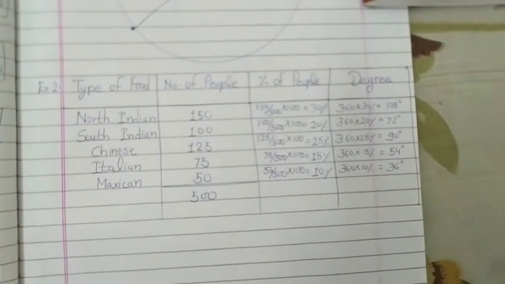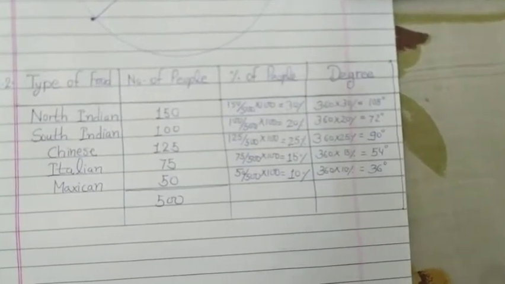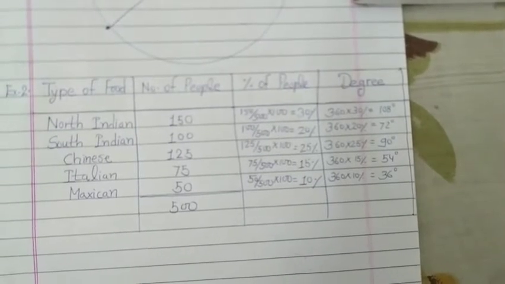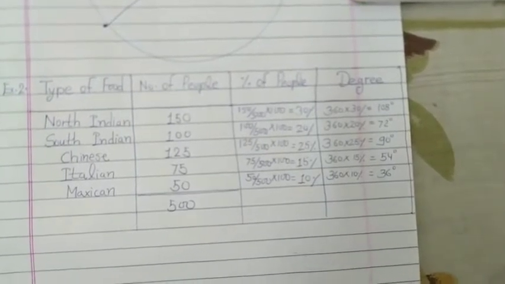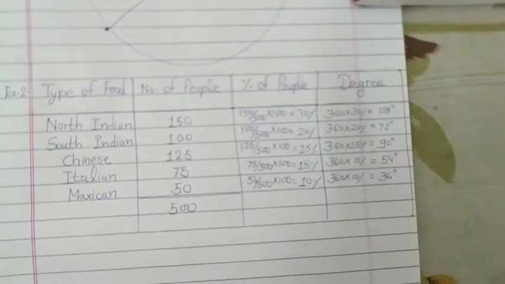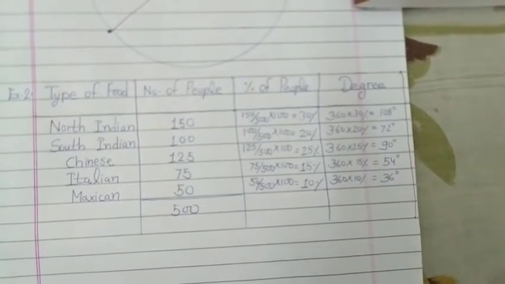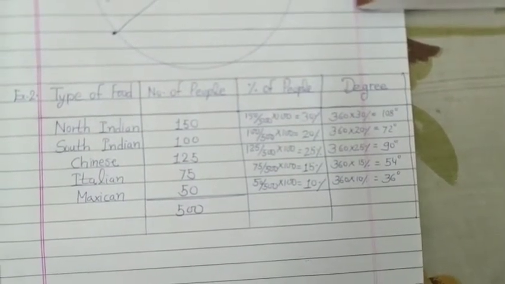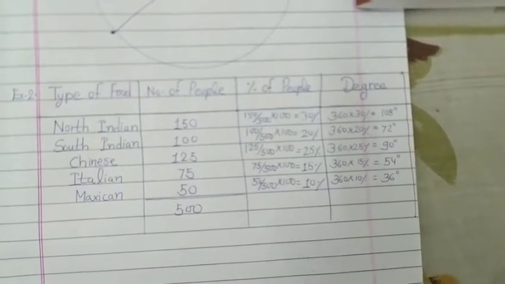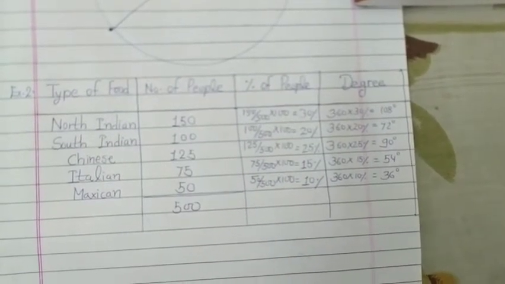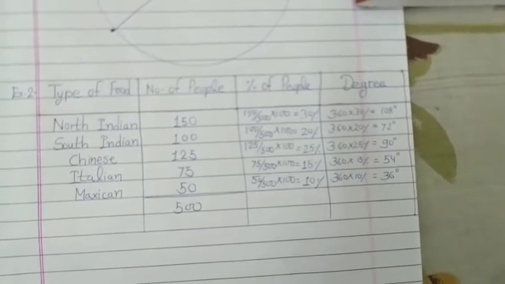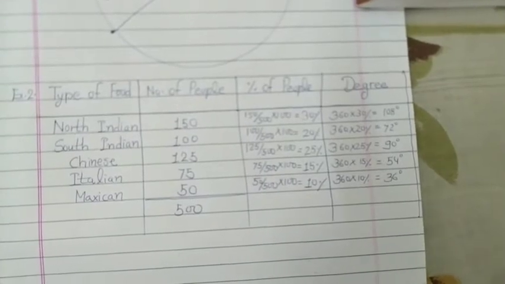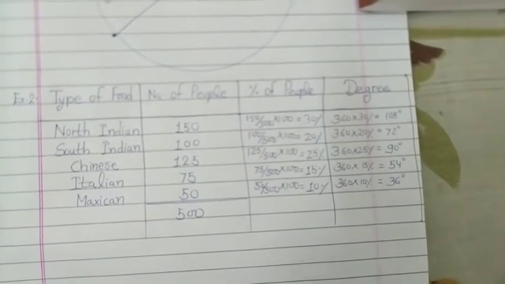Now we have to convert those percentages into degrees. How can we convert those percentages into degree? We have to multiply it by 360, because in the circle there are 360 degrees. 360 into 30%, that is 108 degree. Next 360 into 20%, that is 72 degree. Next 360 into 25%, that is 90 degree. Next 360 into 15%, that is 54 degree. And last 360 into 10%, that is 36 degree.